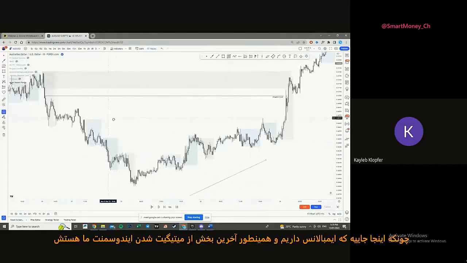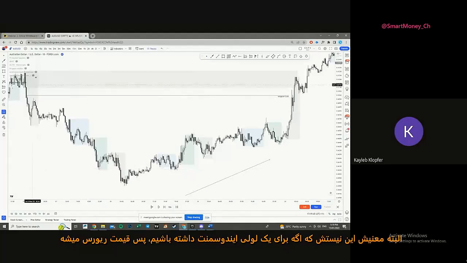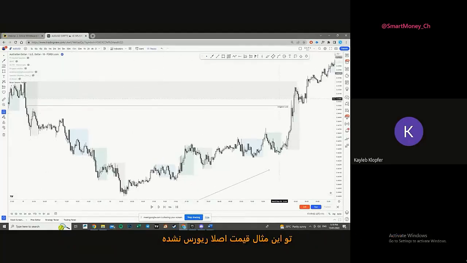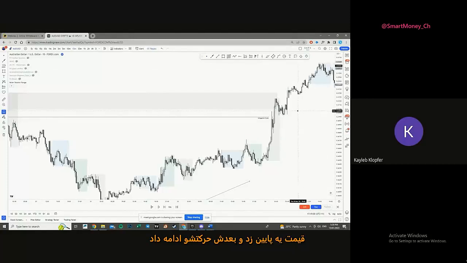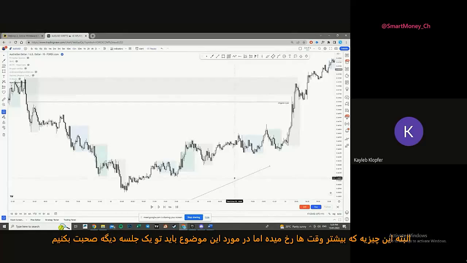Why is it the end of our mitigation cycle? Because this is where we encounter the imbalance, and this is the end of where we mitigated all inducement for this level. Okay. Doesn't mean if we have inducement for a level that we're going to reverse. In this case, we didn't reverse at all. We actually just went down, continued. Of course, that happens all the time, but will be something I have to go over another time.